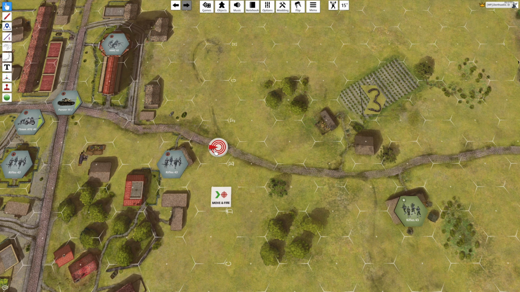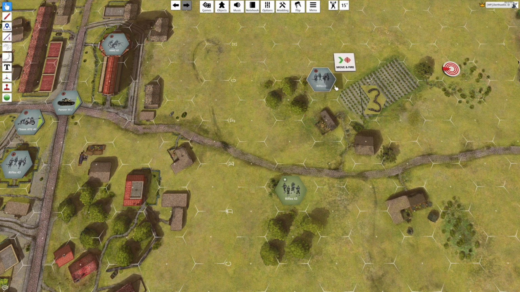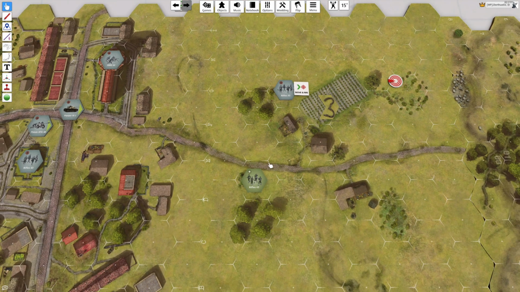So I can decide, for example, I have my rifles up here, and I have an enemy unit on the road here, and I have here no clean line of sight because of the light forest and the building here. I decide to raise my accuracy, so I can decide to make a move and fire action.